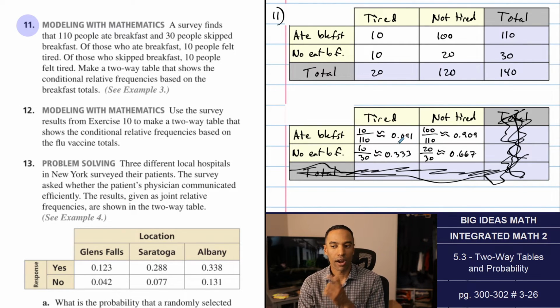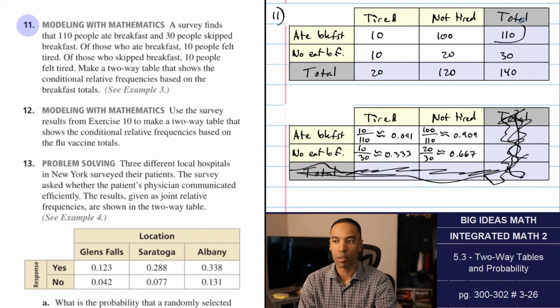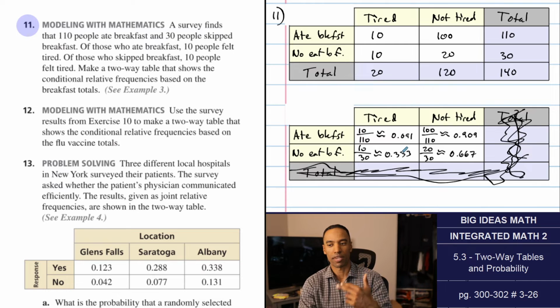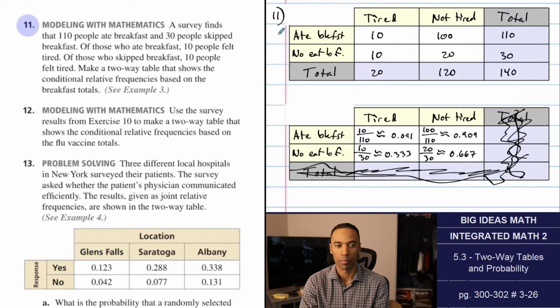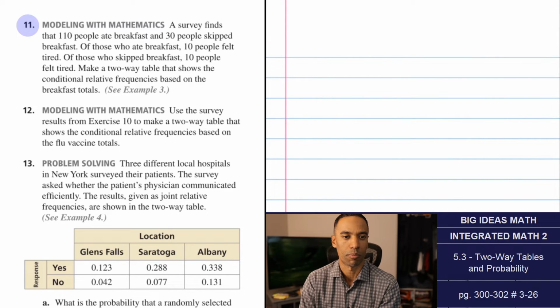So you can compare now. Even though this was 10 and 10, you had the same amount of people that were tired whether or not you ate breakfast. But there were a lot more people who ate breakfast, so that's a smaller percentage of those who were tired. So this is where you can now make a comparison. They're not asking you on this problem, but they will be. They'll ask you to interpret some things, and that's kind of a version of the interpretation.